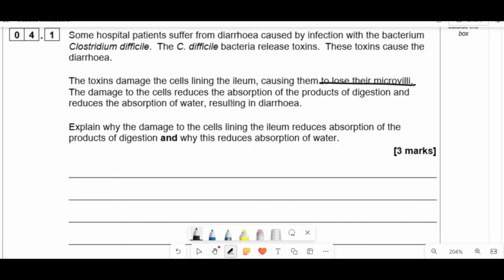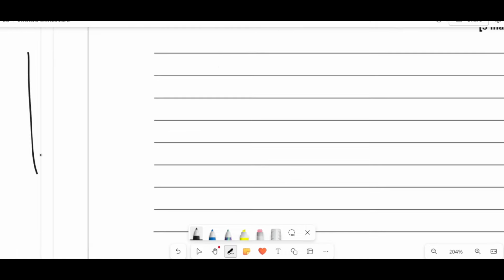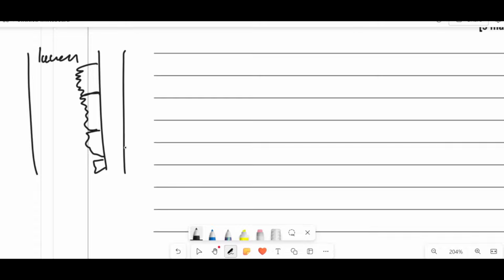So if we think about what happens in the normal process, here's your lumen, right? There's your ileal epithelial cells that have their nice little villi and stuff, and then that's your blood, right? Now, if they have damage here, you need to think in your head, what's going to happen? Well, microvilli increase the rate of diffusion, active transport or facilitated diffusion because of the fact that they have that bigger surface area to volume ratio. So if that's gone, then you're going to absorb the products of digestion a lot slower.